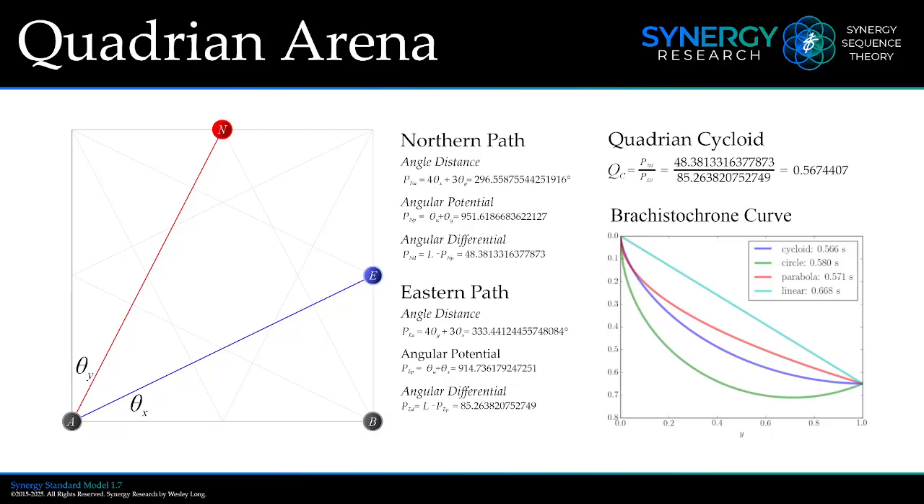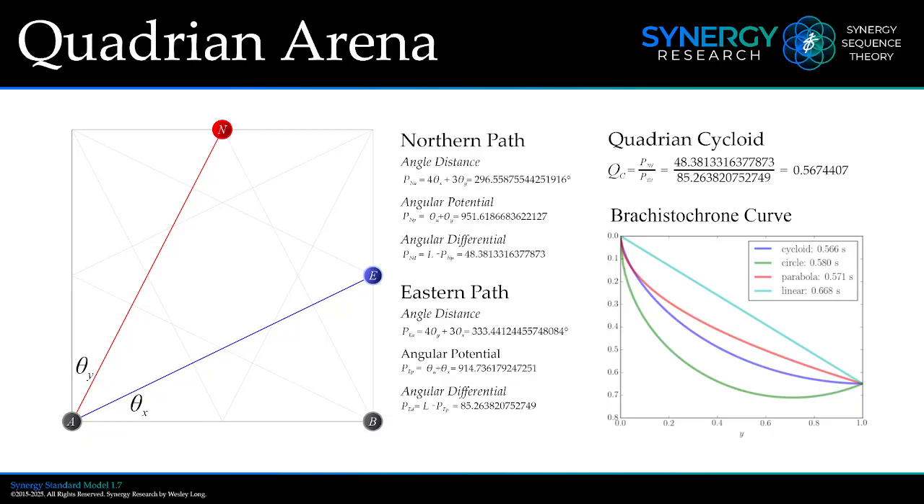Look again at the times on the plot. Cycloid 0.56, circle 0.58, parabola 0.571, linear 0.668, and now look back at the Quadrian cycloid ratio, 0.6444. The alignment is extraordinary. This ratio wasn't derived from mechanics. It came from symbolic angular potentials, from turns in a square. And yet, it yields a match for the most efficient path in Newtonian dynamics.